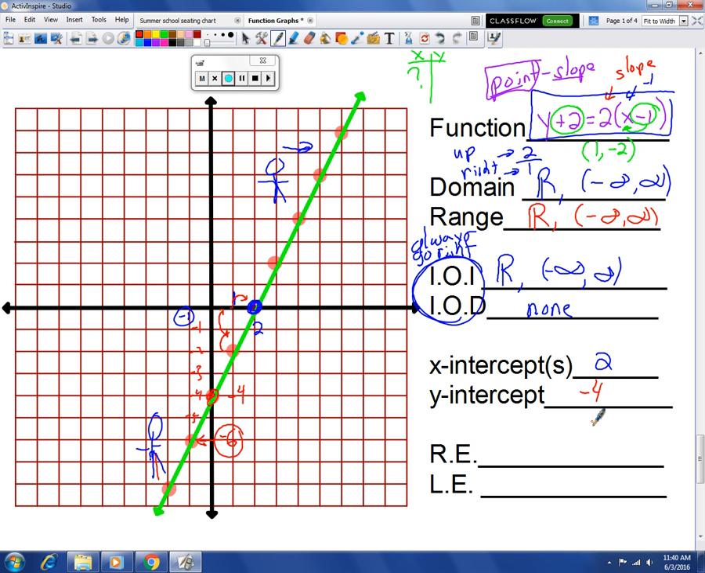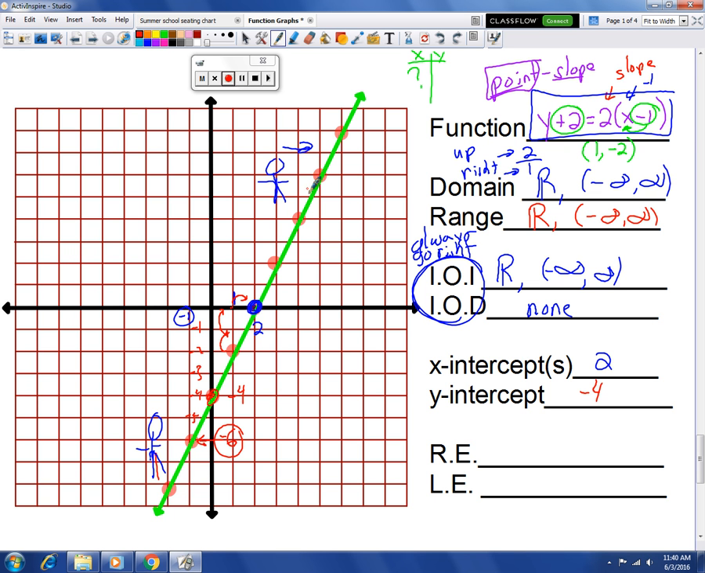Okay. Again, to find the y-intercept, you can make x 0. I won't go through all that. It's a lot of stuff to do, so I won't go through the algebra, but it can be done like that easy.